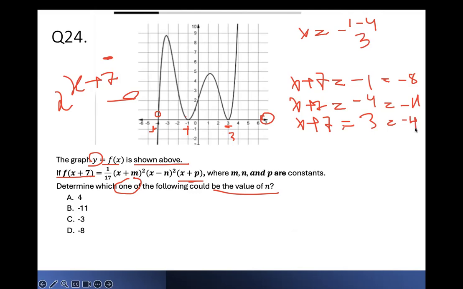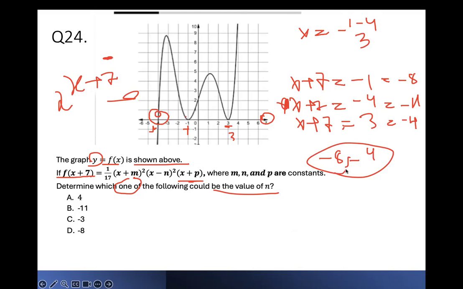Now, what do you think is going on here? We know that when we go through minus 4, this is not a true function. Therefore, we're going to ignore it. But when we go through minus 1 and 3, it bounces back. Therefore, our true roots are minus 8, minus 4. These are our true roots.